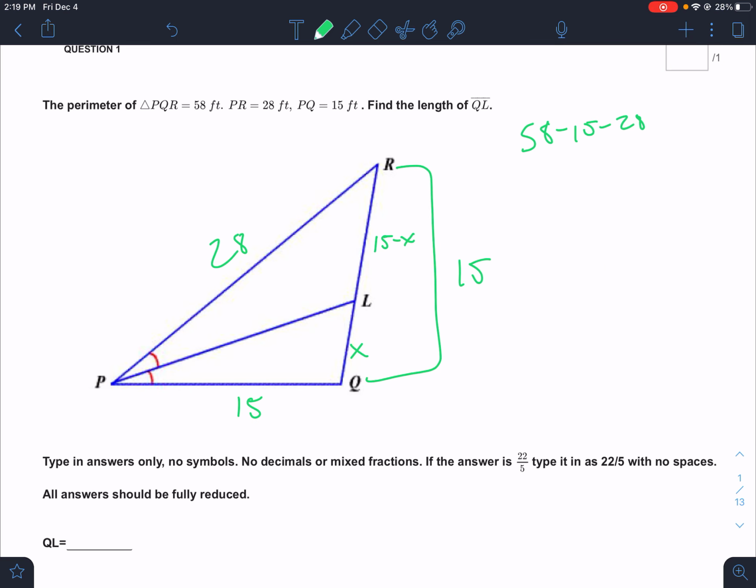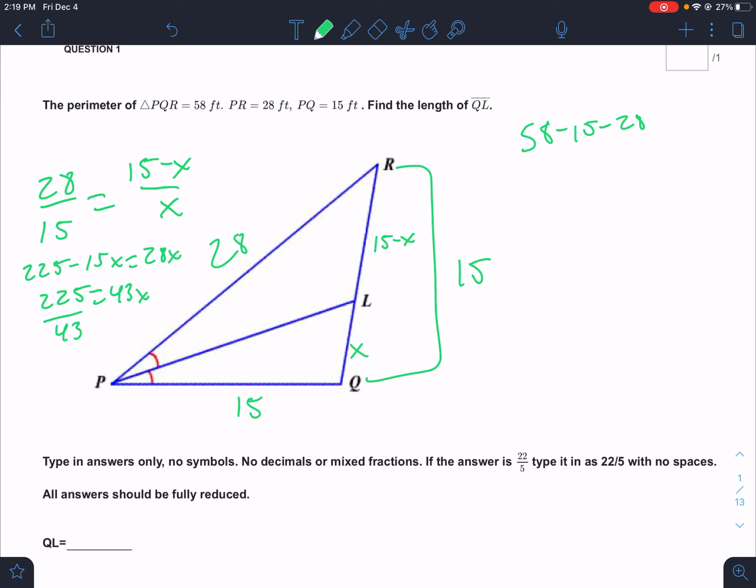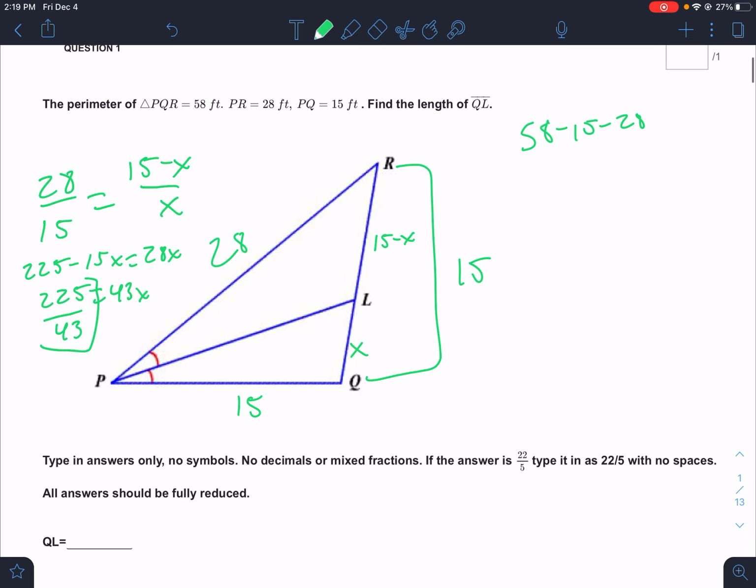We got this. So angle bisectors, we do side over side, 28 over 15, equals part over part, 15 minus X over X. I don't see anything here that reduces, so we're going to have to cross multiply. That'd be 225 minus 15x equals 28x. That'd be 225 equals 43x. Divide by 43. I don't know if that's going to simplify. 225 over 43, and it does not. So that is just our answer. So QL is 225 over 43. Yummy.